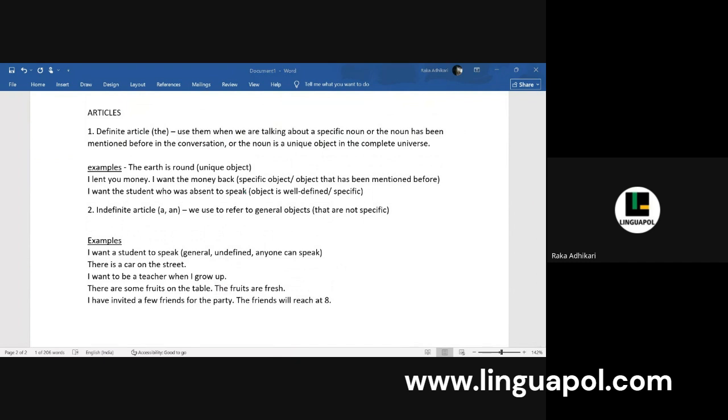Definite article means it is defined. It can be defined in two ways. Firstly, either we have mentioned it in the conversation before, or we are talking about something specific. And secondly, it can also be a definite article when we're talking about an object which is only one in the whole universe, a unique object. These are definite articles, and everything apart from that is indefinite articles. Whenever we are referring to something that is undefined or a general noun, we use the indefinite articles.